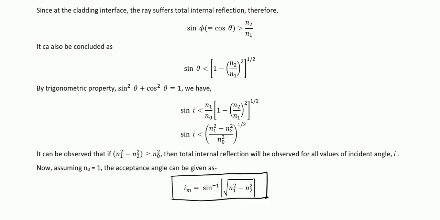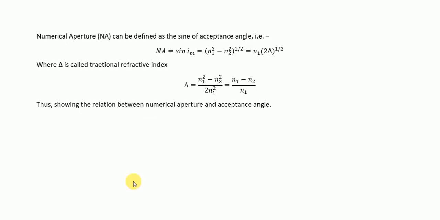Now, next up is the numerical aperture, or we write it as NA. So let's understand this. The numerical aperture, given by NA, is the measure of the fiber's light gathering ability. And mathematically it is defined as the sine of the acceptance angle, which means NA equals sine of im, and im is the acceptance angle. So we have numerical aperture equals root over, or to the power half, n1 square minus n2 square.